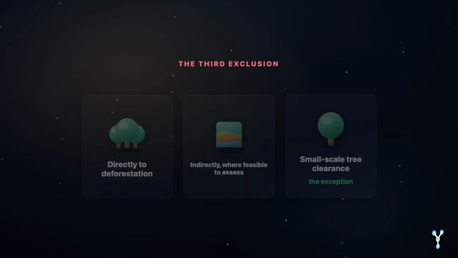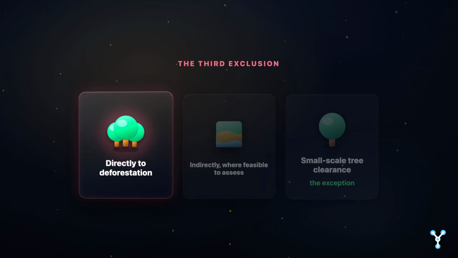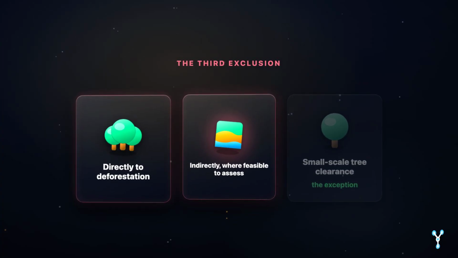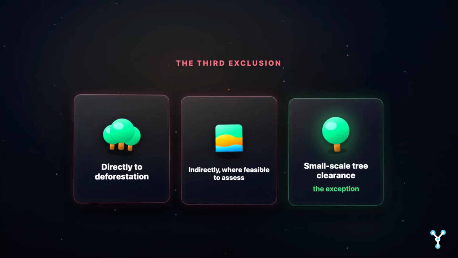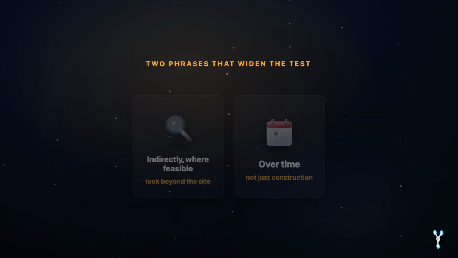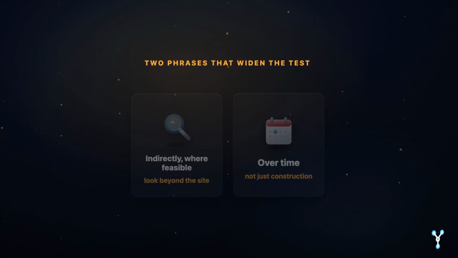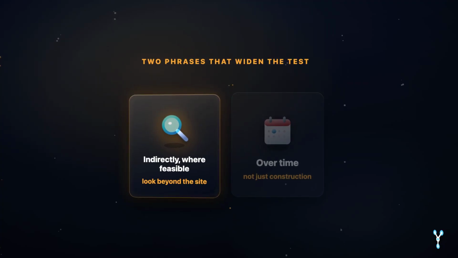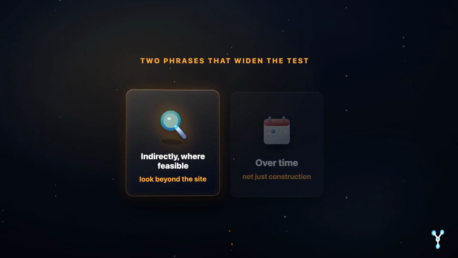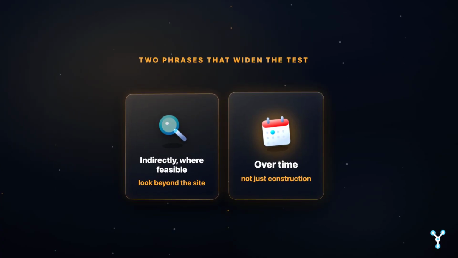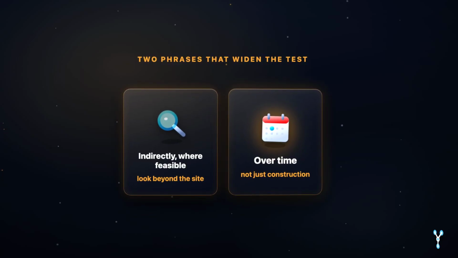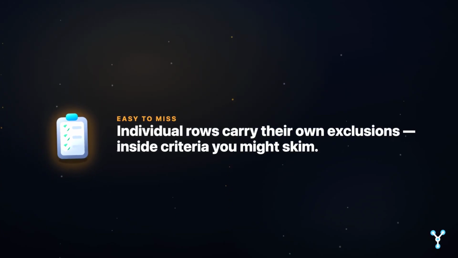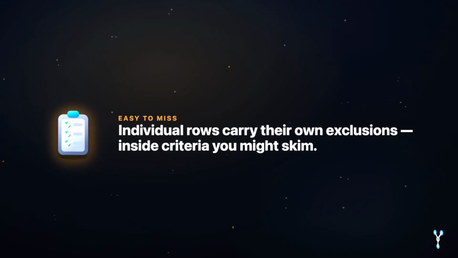The third exclusion covers deforestation. Activities that lead directly, or where feasible to assess indirectly, to deforestation over time are ineligible, other than small-scale tree clearance. 2 phrases in that sentence matter on a live assignment. Indirectly, where feasible to assess, means you are expected to look beyond the immediate site if assessment is practicable, and over time means the test is not limited to what happens during construction. Beyond that passage, individual rows carry their own exclusions, and they are easy to miss because they sit inside criteria you might skim.